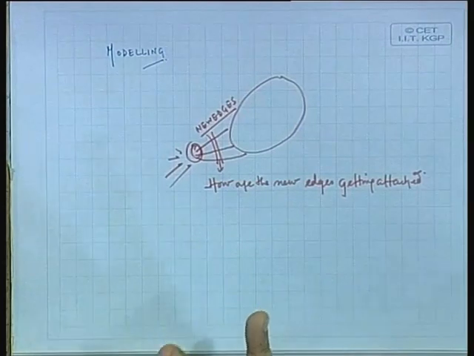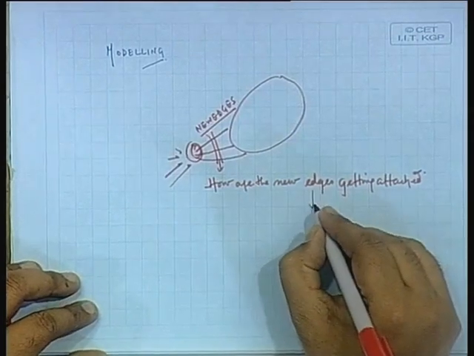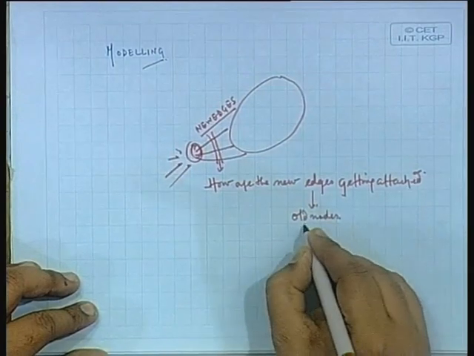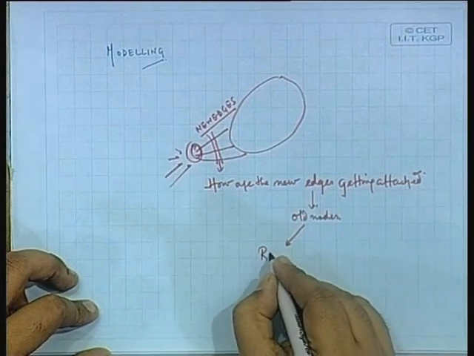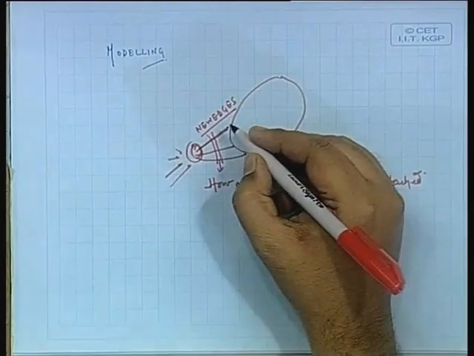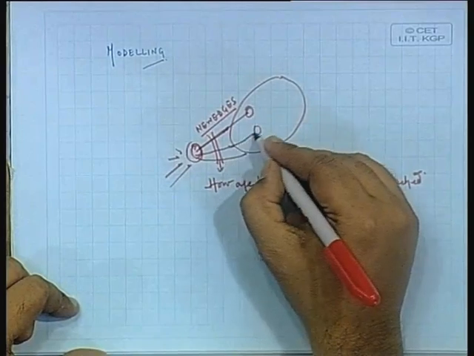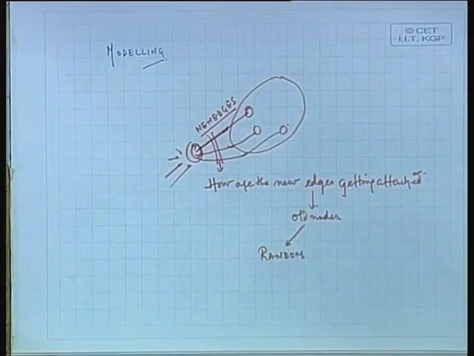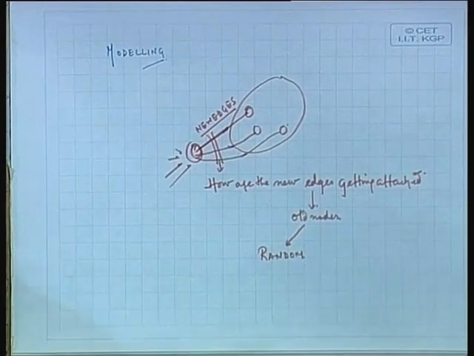Clear? Okay. So, how can the new edges get attached to old nodes? Tell me one possibility. Randomly. So, for each individual edge I pick up a random node and attach it. For this I attach this, for this I attach this. Okay. So, this is a possibility.